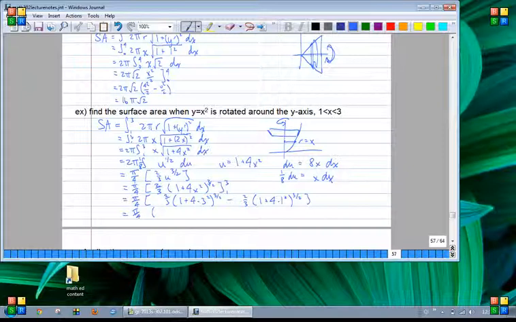And so that gives you, okay, 2/3 times 37 to the 3/2 minus 2/3 times 5 to the 3/2. And to be sure, that doesn't work out very nicely, so you can leave it like that, or you can get a decimal approximation.